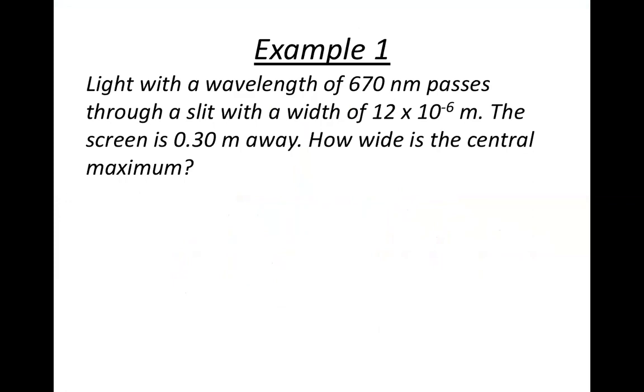Okay, let's try an example. Light with a wavelength of 670 nanometers passes through a slit with a width of 12 times 10 to the minus 6 meters. This could have been 12 micrometers. Could have been written like that. The screen is 0.3 meters away. How wide is the central maximum?